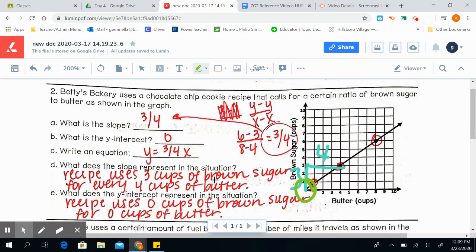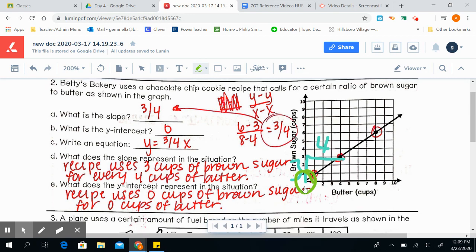So the recipe uses 3 cups of brown sugar for every 4 cups of butter, right? The y-axis is brown sugar, the x-axis is butter. So for every 3 brown sugar, we need 4 butter for it to be on that line. The y-intercept represents that when 0 cups of brown sugar are used, there's going to be 0 cups of butter. If you have no brown sugar for making your cookies, you're not going to use any butter because you're not making any cookies. So that's what it represents.